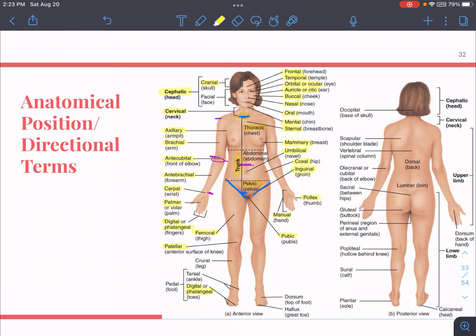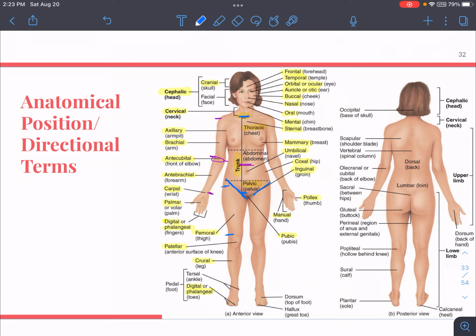Crural is for leg. So we think femoral is from the hip to the top of the knee. Then we have the patellar surface at the knee. Crural is from below the knee to the ankles. Tarsal is the ankle bones.